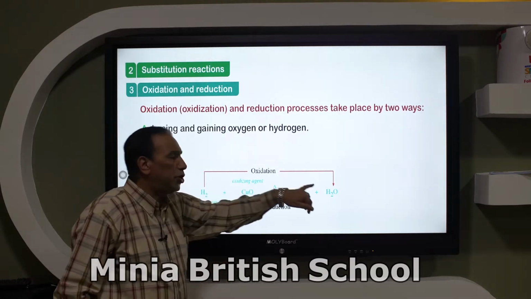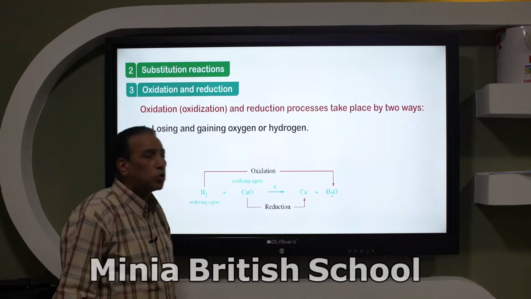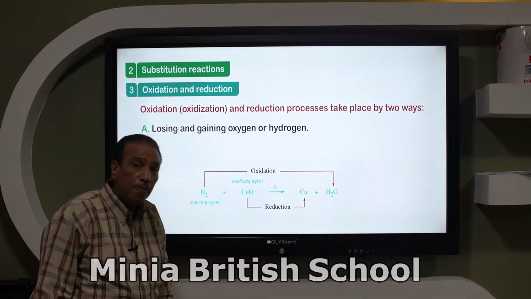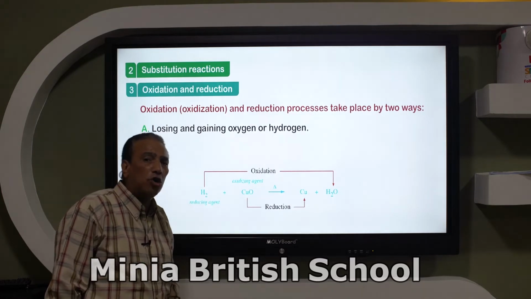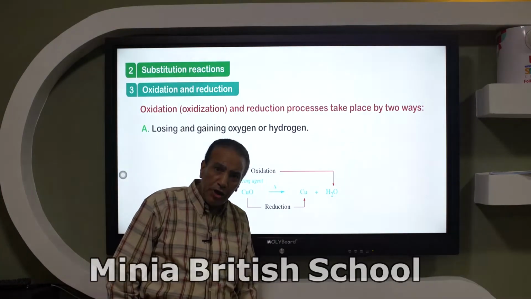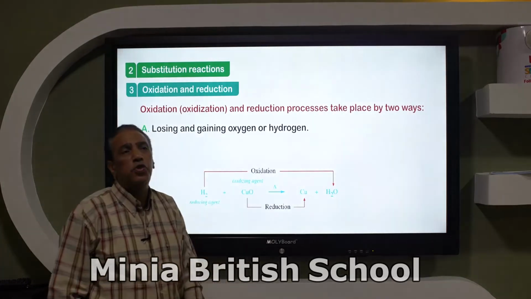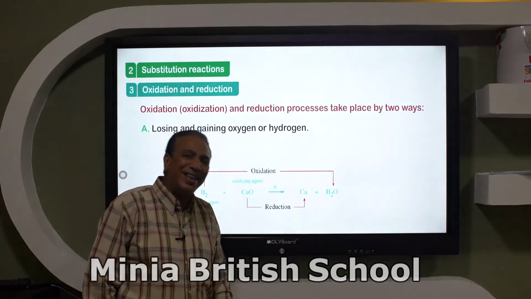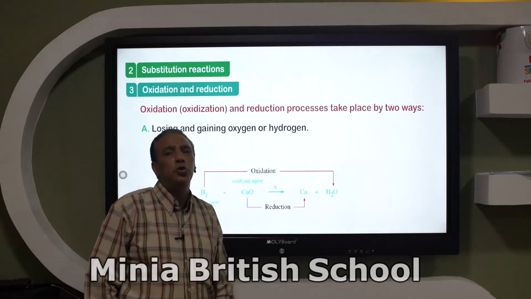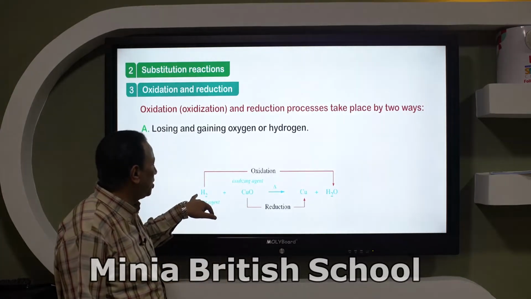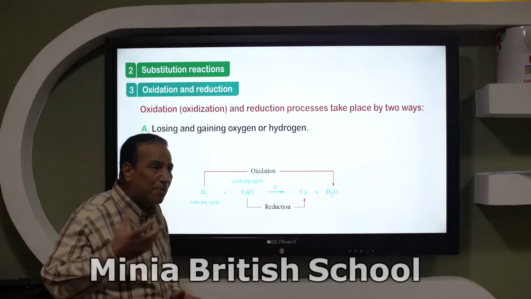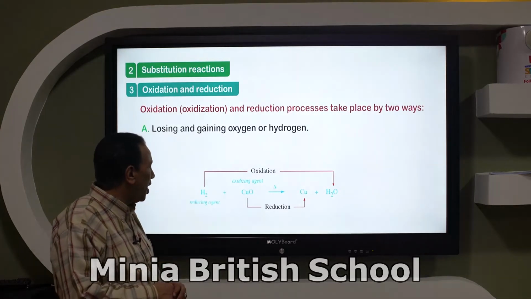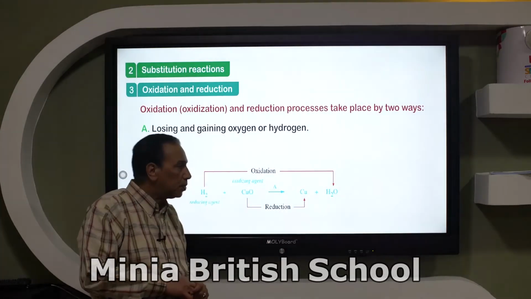Changing the hydrogen into water is called oxidation. Why? Because the oxygen is added to it. Adding oxygen or removing hydrogen, this is the meaning of oxidation. And the substance that oxidizes is considered a reducing agent. So that means hydrogen here is a reducing agent. It is the chemical substance that takes oxygen or removes the hydrogen.